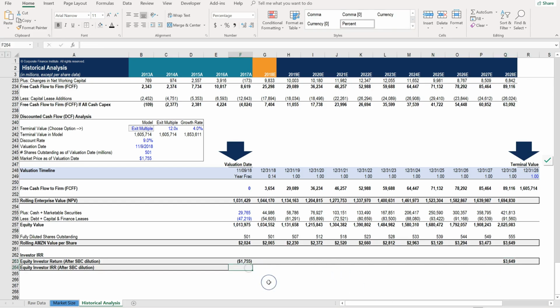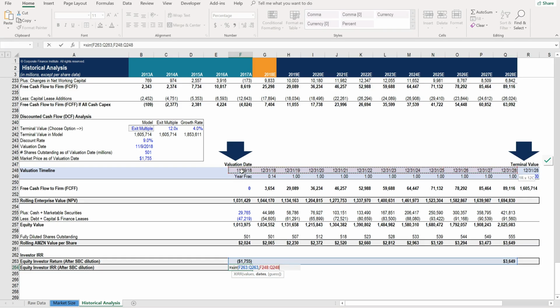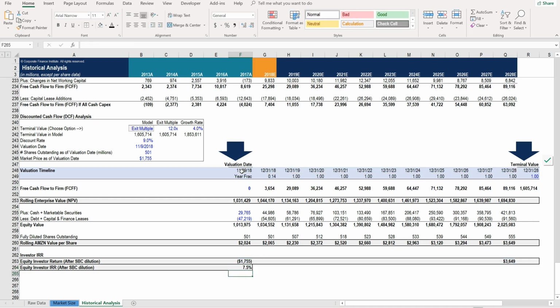Now let's calculate using XIRR what that rate of return would be. So here are the values that you get, and here are the dates that you use for the cash flows, and you get a 7.5% IRR.